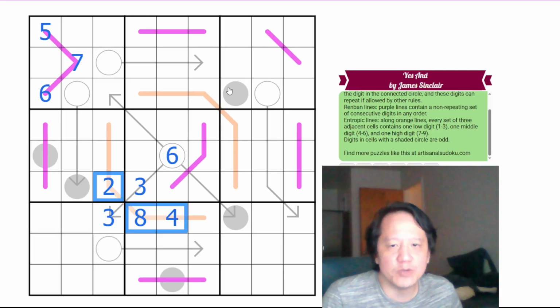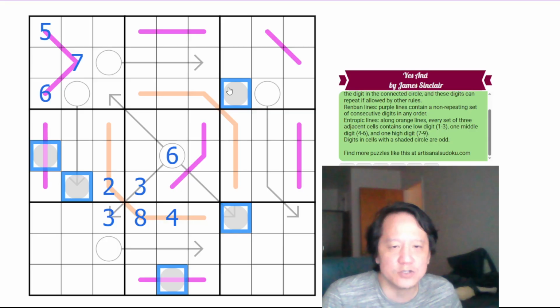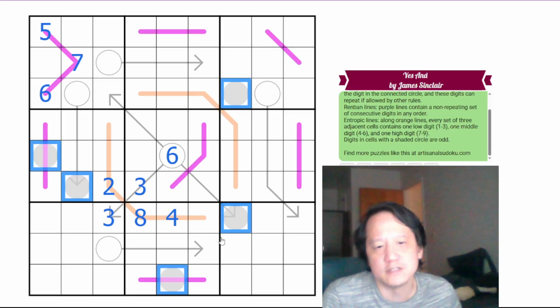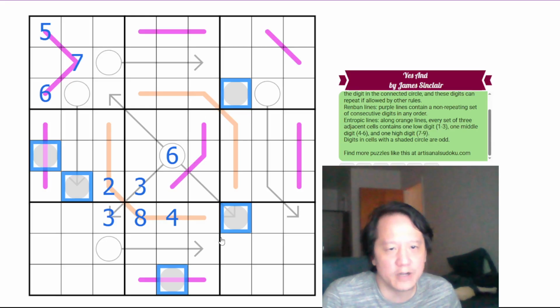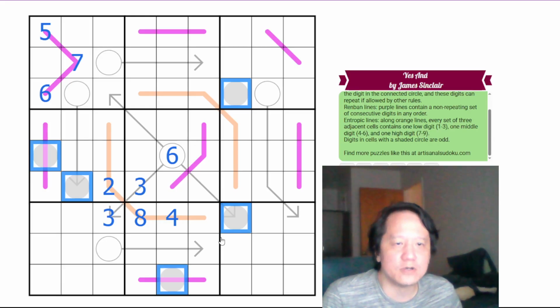And finally, we have digits in cells with a shaded circle are odd. So all 5 of these digits here are odd. And those are all the rules.